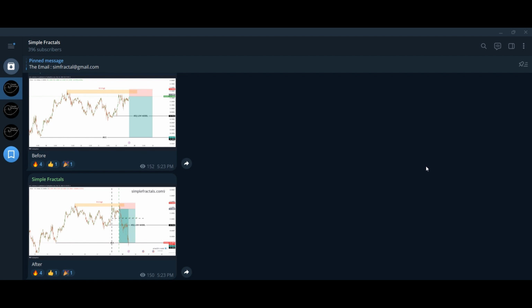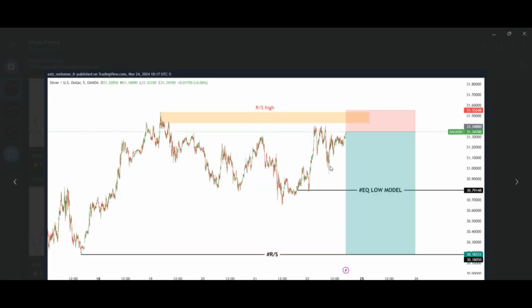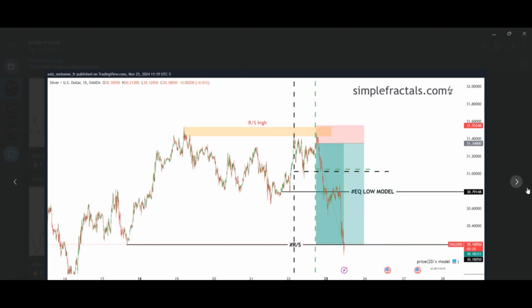So we have received a lot of messages about this trade right here on silver, why we execute the trade at this level, why we put our stop loss on this high right here and our take profit at this low right here. So as you can see right here, it plays very well this trade.